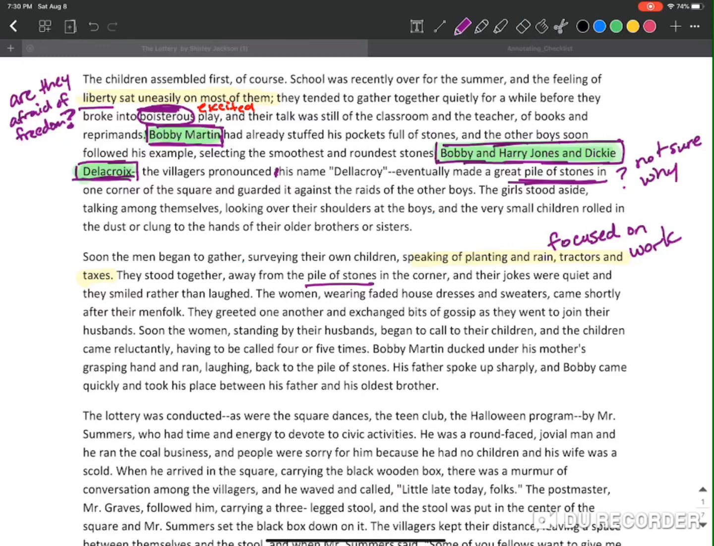They're focused on work. They stood together away from the pile of stones. Now, here's another thing. The pile of stones, of course, is brought up again, but they seem to have some kind of weird reaction to it. Like they don't want to get near it. I'm getting the feeling the pile of stones is bad.